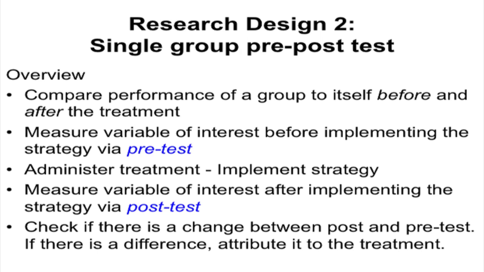In research design 1, we saw a comparison with a different group, and in research design 2, we will see a comparison with the same group itself but at a different time. So what we do here is measure the variable of interest before implementing the strategy. We call that the pretest. Then we administer the treatment, that is, we implement our strategy, and then we measure the same variable after implementing the strategy, and we call it the post-test.